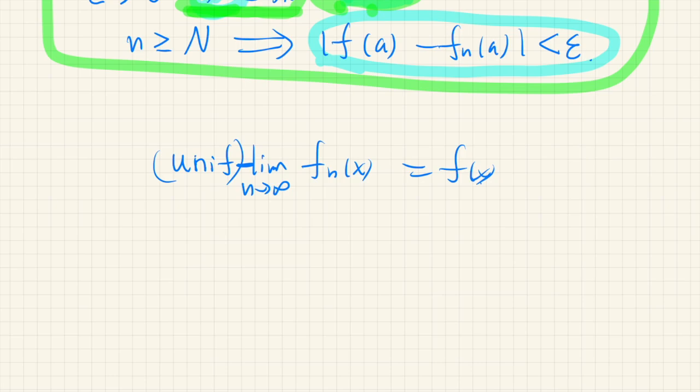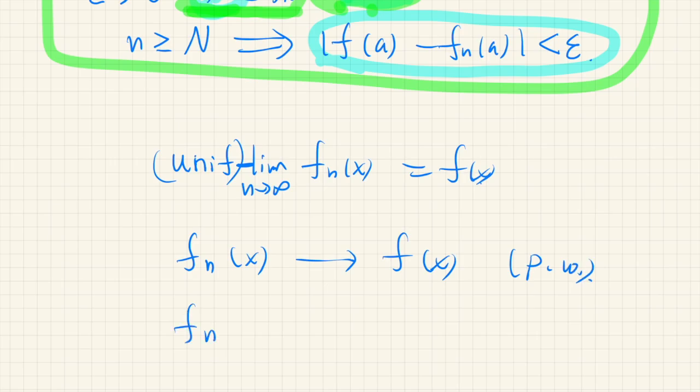And sometimes we also use this. So in case of pointwise convergence, we may write this, pointwise. And in case of uniform convergence, we sometimes write like this, two arrows. So this is uniform convergence.